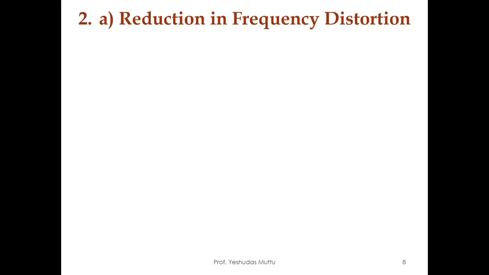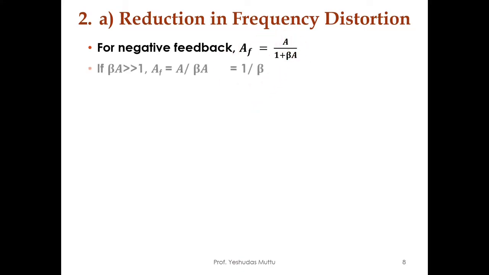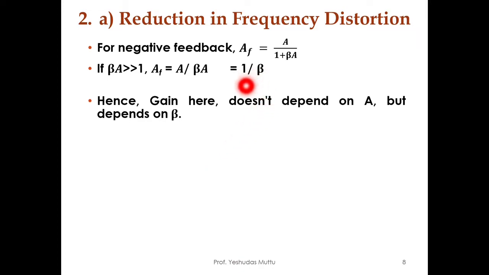Now we'll move to the next characteristic of the negative feedback amplifier, that is reduction in frequency distortion. We are going to use the same analogy which we had studied in the previous slide. For negative feedback, this is the equation which we are aware about. Again, if I take beta A to be very much greater than 1, definitely I can ignore this 1 and it will be just A upon beta A, which will be equal to 1 upon beta. Correct? So from this we come to know that gain is not dependent on A, it depends on beta.